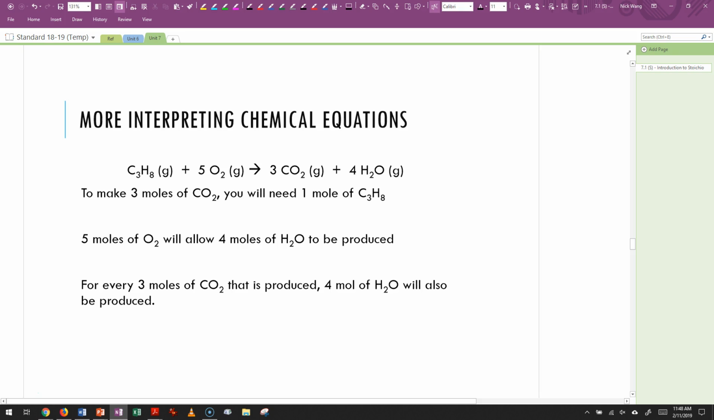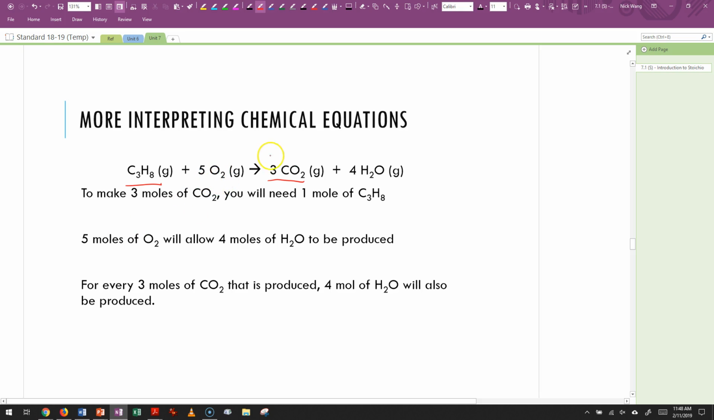So let's kind of break this down. To make 3 moles of CO2, you'll need 1 mole of C3H8. That goes over here. Now, that makes sense, right? Because, again, it's a ratio of 3 to 1. And the language here, let's be clear, is that we're not saying we don't need any O2 at all, right? I can't just literally make C3H8 become CO2. That's physically impossible.